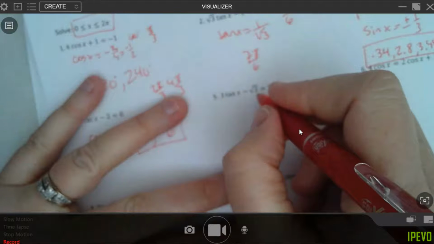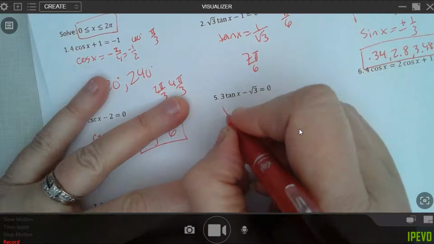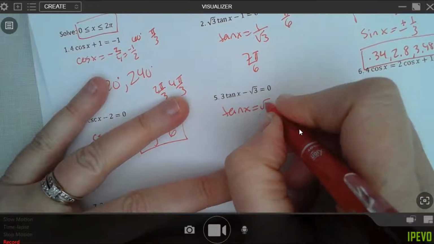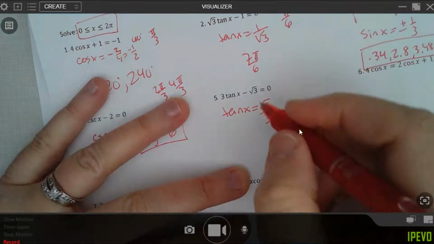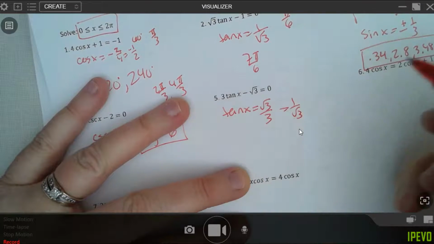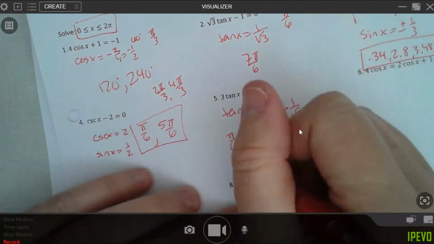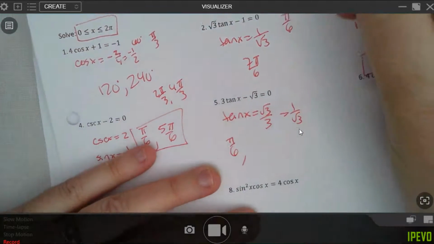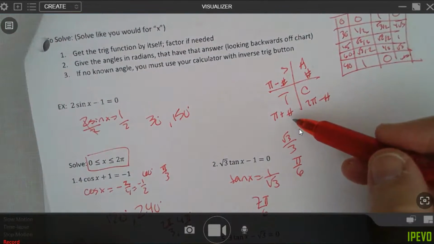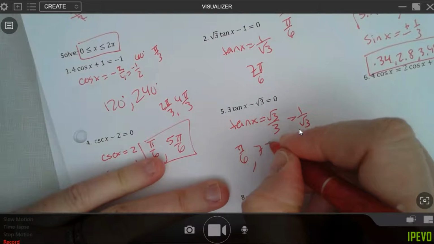So this I'm going to add my 3 over, divide, or square root, and add and divide. So this is the same thing as 1 over radical 3, which happens at 30 degrees, which is pi over 6. So pi over 6, and then in this quadrant up here, it tells you to do pi plus your answer. So 7 pi over 6.